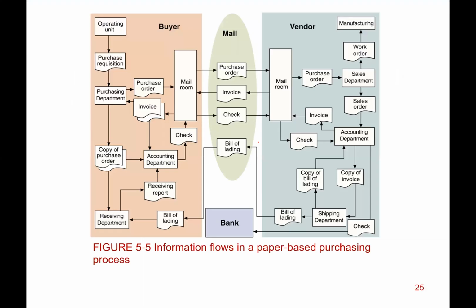So let's look at the diagram, okay? The information flow in a paper-based purchasing process is very complicated, right? Many steps, and inefficient, because there are too many steps.